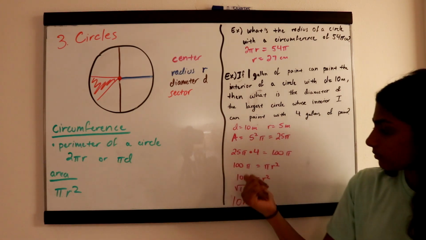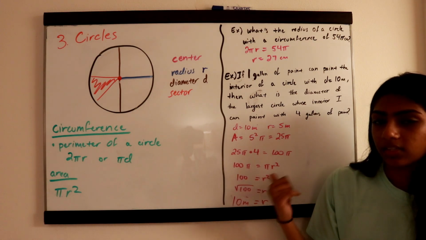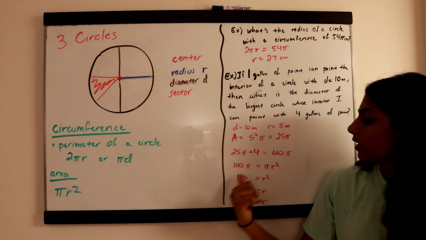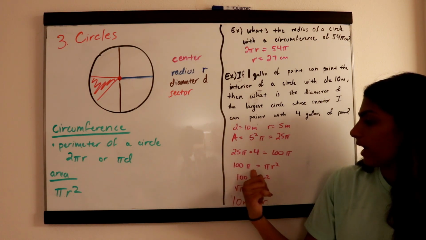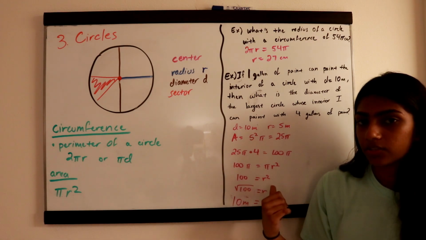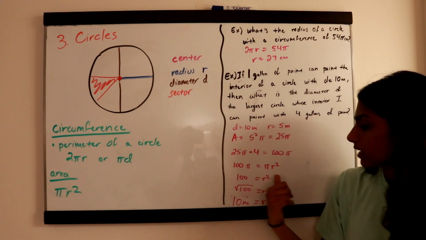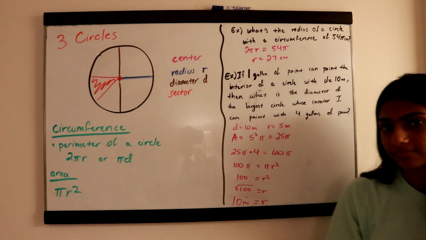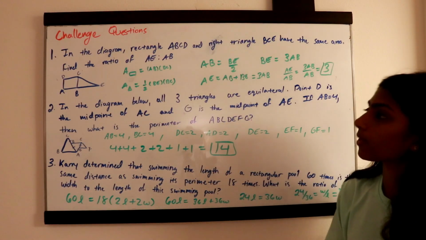the radius. So we do 100 pi equals the equation of the area of a circle, so pi r squared. So then we cancel out the pi by dividing this side by pi and this side by pi, making it 100 equal to r squared. Then we find the square root of one side and the square root of the other side to get 10 meters as our radius. So now let's go over some challenge problems.